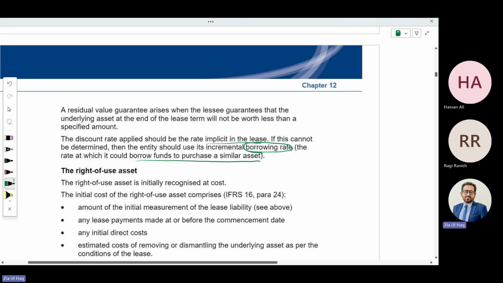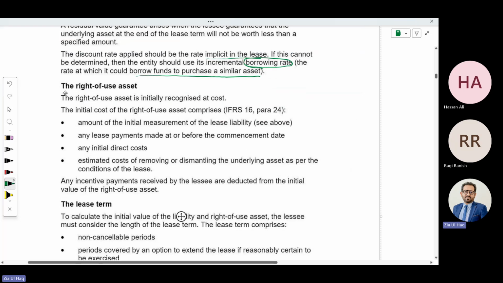Suppose the lessee needs an asset on a lease basis and the discount factor is not given, what is the amount of the lease? If we borrow that amount from the bank, what the bank will charge as interest rate will be used as the discount factor. And this will be given in the question, either the discount factor or the interest rate will be given. Now we are moving towards the right of use, meaning how the asset value can be determined. In simple terms, the lease liability amount we need to calculate using the present value method. How can the asset amount be calculated?